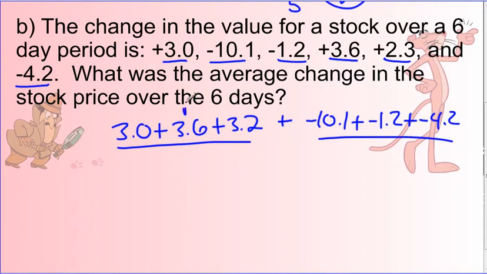So positives, negatives. Let's add them up. Because these positives all have the same sign, you literally do just add. So 3.0 plus 3.6 plus 3.2.